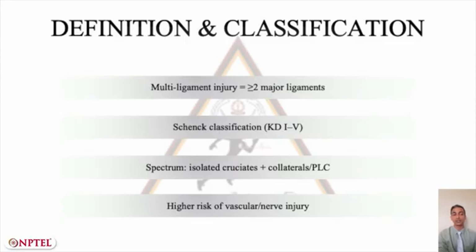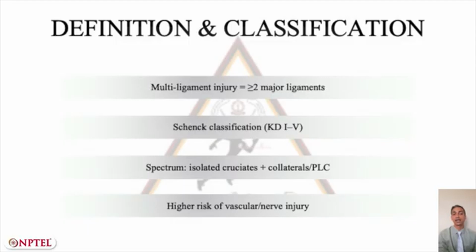KD1 mentions only involvement of one cruciate ligament. KD2 is involvement of both cruciate ligaments. KD3 is involvement of both cruciate ligaments and one collateral ligament. KD4 is involvement of both the cruciate ligaments and both the collateral ligaments as well. KD5 is knee dislocation with periarticular fracture present.